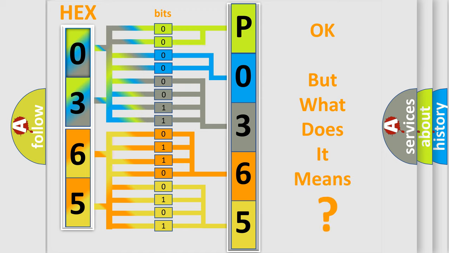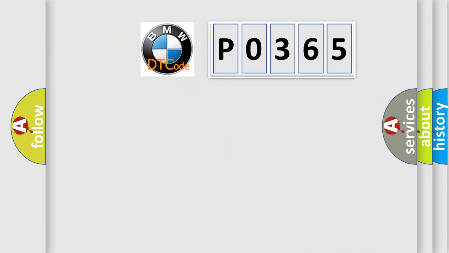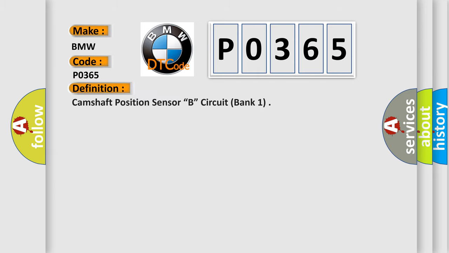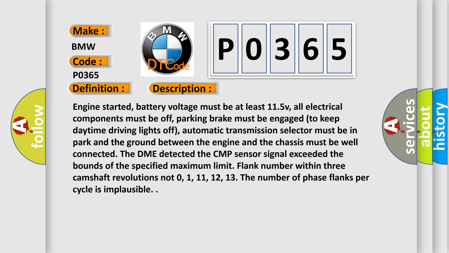The number itself does not make sense to us if we cannot assign information to what it actually expresses. So, what does the diagnostic trouble code P0365 mean specifically for BMW? The basic definition is camshaft position sensor B circuit bank 1. And now this is a short description of this DTC code.